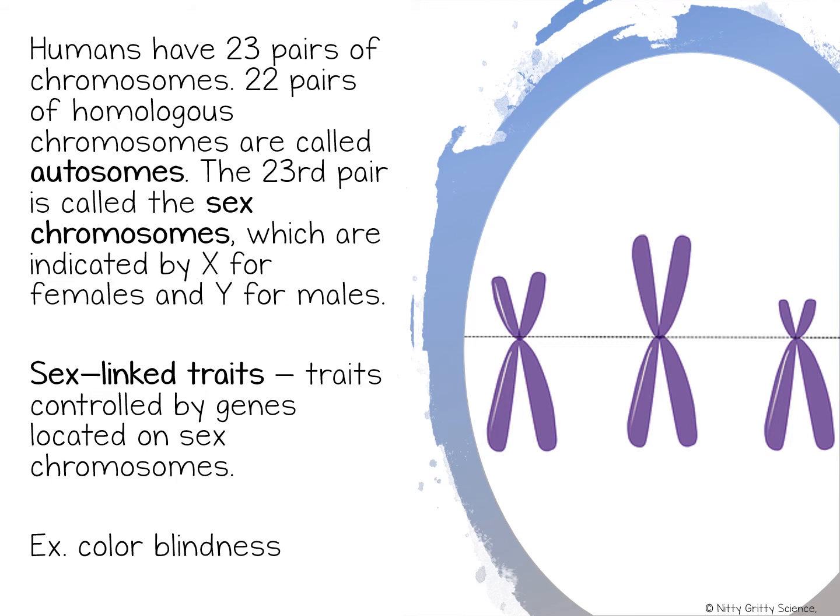Like other genes, sex-linked genes can have dominant and recessive alleles. In females, a dominant allele on one X chromosome will mask a recessive allele on the other X chromosome. But in males, there is usually no matching allele on the Y chromosome to mask that allele on the X chromosome. So as a result, any allele on the X chromosome, even if it's recessive, will produce the trait in the male who inherits it.